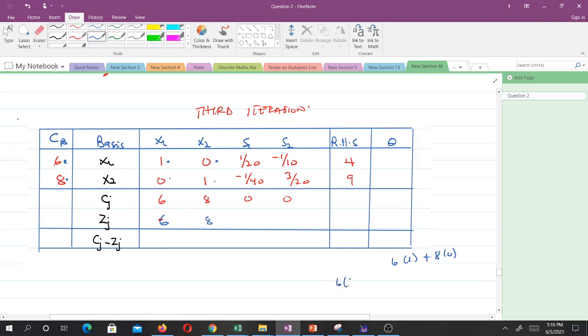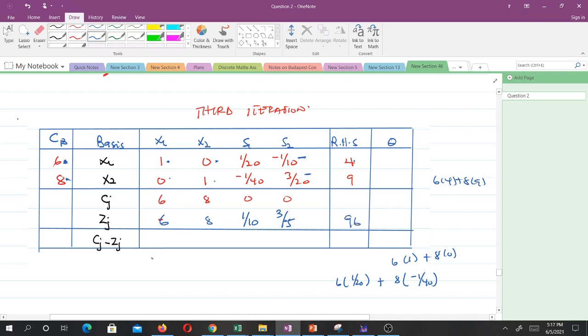This will be 6 times 1 over 20 plus 8 times minus 1 over 40. Okay, and that will give us 0. No, that will give us 1 over 10, sorry. 1 over 10. And the next we have here to be 6 times minus 1 over 10 plus 8 times 3 over 20. And that will give us 3 over 5. What we have here will be 6 times 4 plus 8 times 9. And that will give us 96, right?